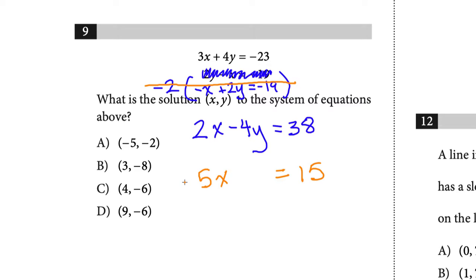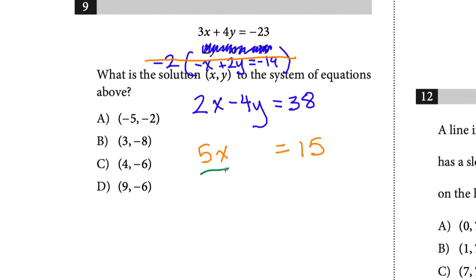From there, I just need to solve. Divide both sides by 5. So divide by 5, divide by 5, and I get x is equal to 3. Which of these has an x coordinate equal to 3? There it is.